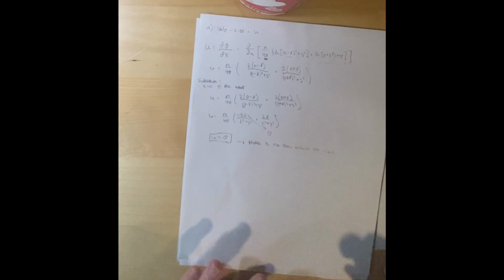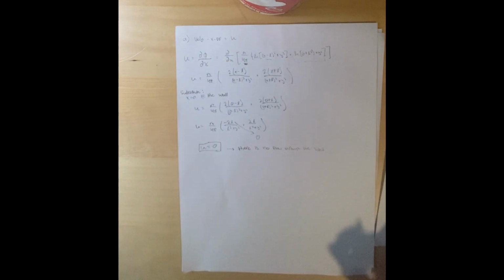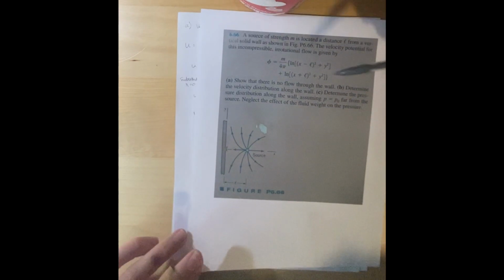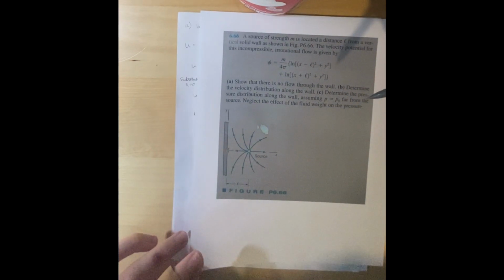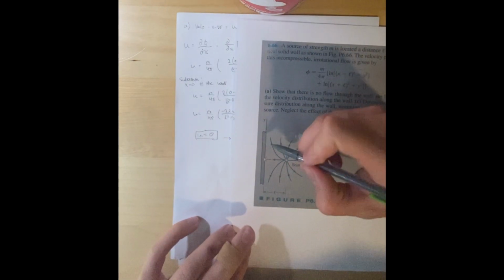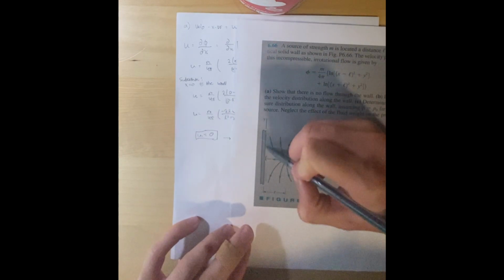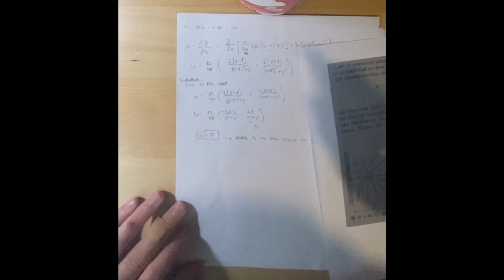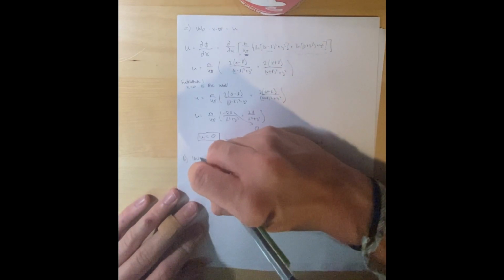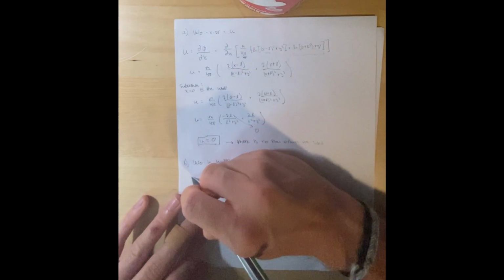Alright, cool. That is our part A. Moving on to part B, we're going to do very similar steps here, except we're just going to take the derivative with respect to y, because we have to determine the velocity distribution along the wall. Along the wall, that is our y direction, up and down the wall. So we're going to go ahead and find the velocity in the y direction. That is equal to v in our case.